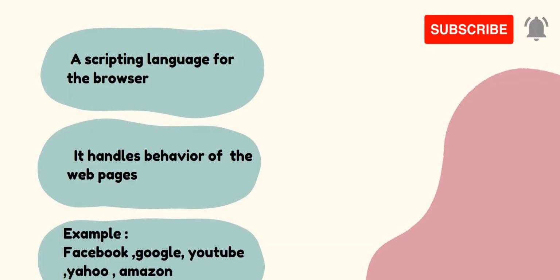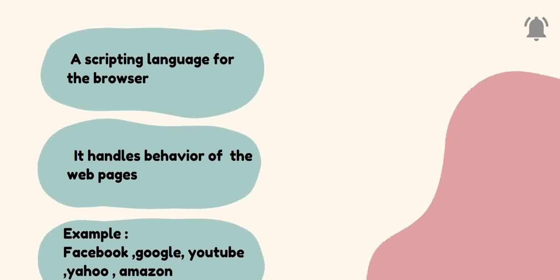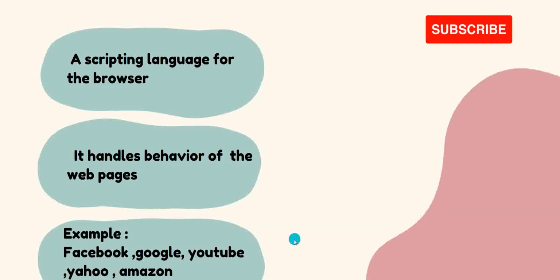JavaScript is a scripting language for the browser. It is used to handle the behavior of web pages. We have a lot of examples like Facebook, Google, YouTube, Yahoo, and Amazon. Let's see a real-time example for this one. Just imagine a human being as a real-time example.